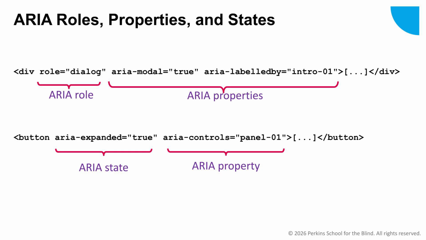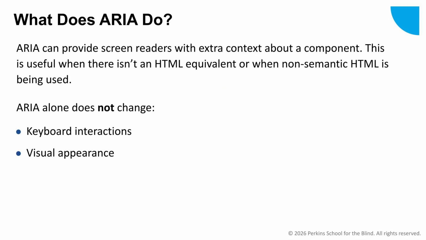Next, we have another example of a button that uses ARIA. It has a state of ARIA expanded equals true, which informs users that a submenu, panel, or similar is currently expanded. It also has ARIA controls equals panel-01. This establishes a programmatic relationship between the button, the control, and the element that it controls, such as a corresponding submenu or accordion panel. By using these ARIA attributes, we can give assistive technologies more context and help navigate dynamic content more effectively.